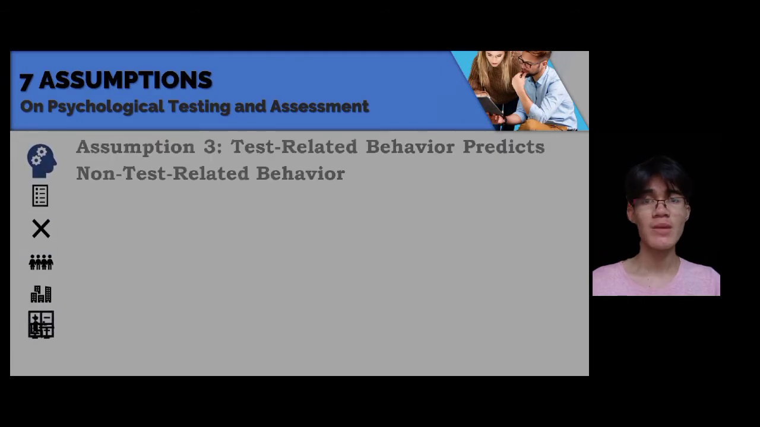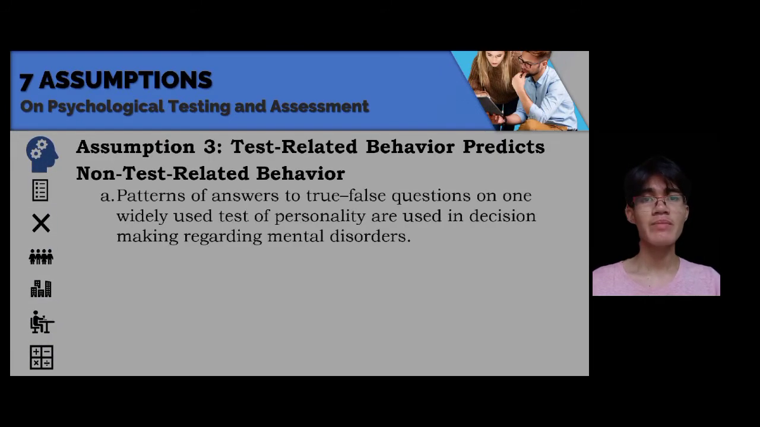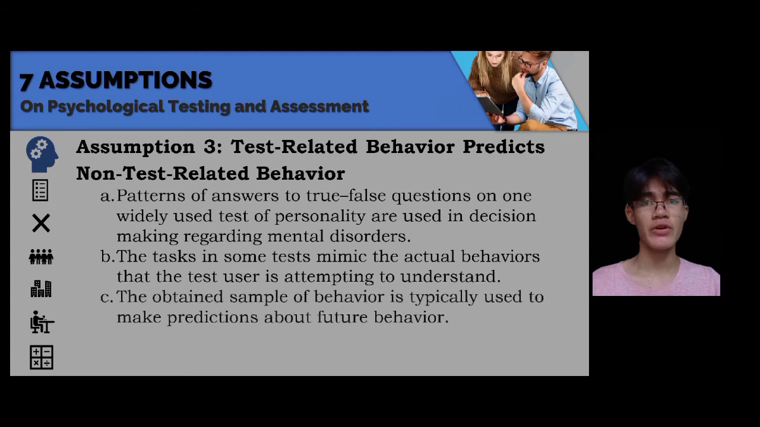Now we move on to assumption number 3, which is test-related behavior predicts non-test related behavior. True or false patterns in personality tests such as the MMPI-2, or Minnesota Multiphasic Personality Inventory 2, are used in decision making regarding mental disorder. MMPI-2 is designed to measure characteristic patterns of traits that people exhibit across various situations. The result of the test actually shows the deviance of a person in different situations, be it low or high from normal, that may be a symptom of a specific mental disorder.